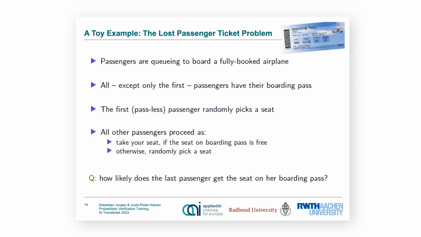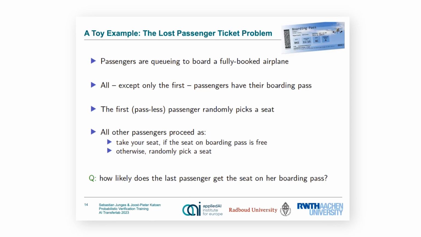So I want to give you one small example, and this is called the lost passenger ticket problem. So we have a fully booked airplane. Every seat is fully booked. Every passenger has their boarding pass except the first passenger. So the first passenger apparently lost his or her boarding pass. And what this first passenger does, entering the plane, he or she lost the boarding pass. So what does the person do? It randomly picks a seat.